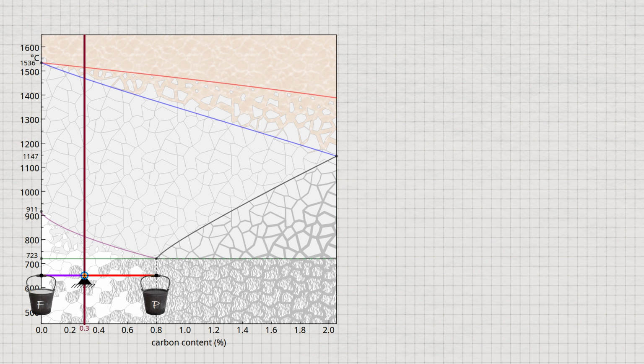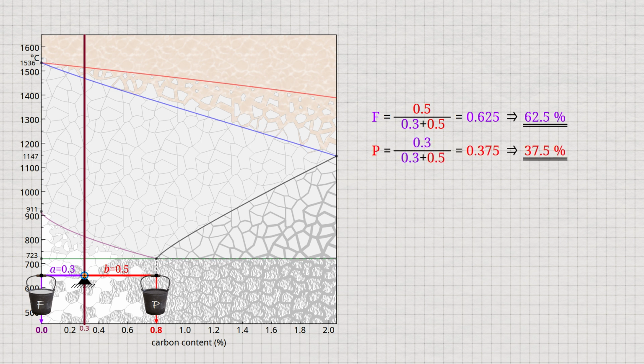The imaginary buckets containing the microstructure components are now attached to the corresponding lever arms. The calculation is now made as usual using the lever rule, that is the quotient of the length of the opposite lever arm and the total length of both lever arms. For the steel in question, this gives a ferrite content of 62.5% and therefore a pearlite content of 37.5%. The solubility of carbon in alpha iron has been neglected in this calculation.